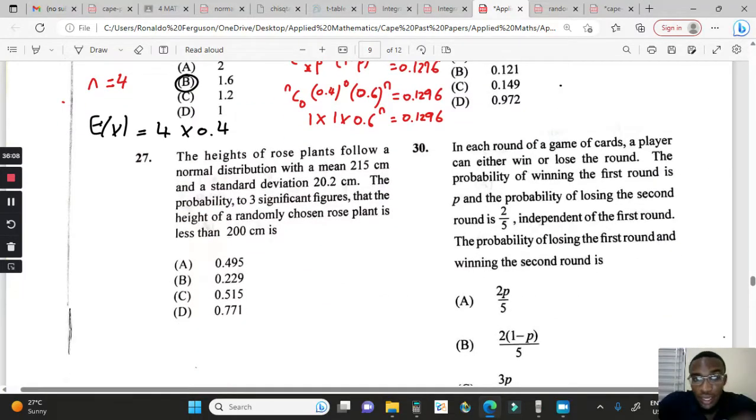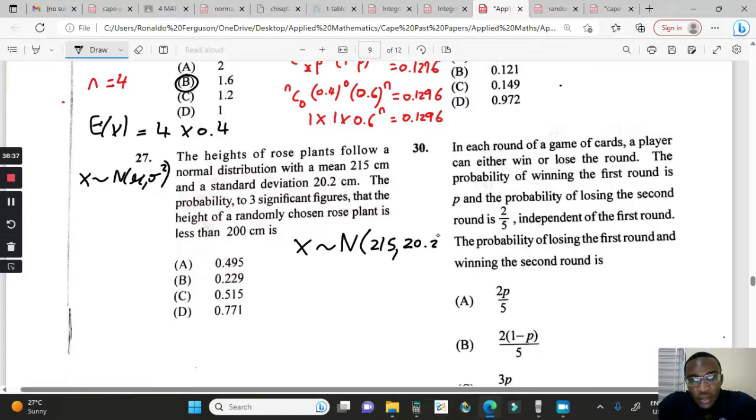27. It says the heights of rose plants follow a normal distribution with mean 215 centimeters and a standard deviation of 20.2. And it says find the probability, to three significant figures, that the height chosen is less than 200. So remember, X follows a normal distribution of mu, sigma squared. So the mean is 215 and the standard deviation is 20.2, and then we square it, of course.